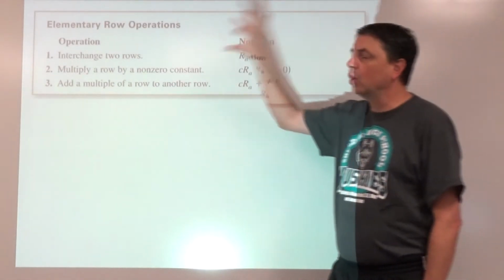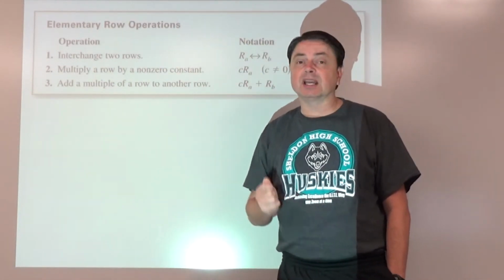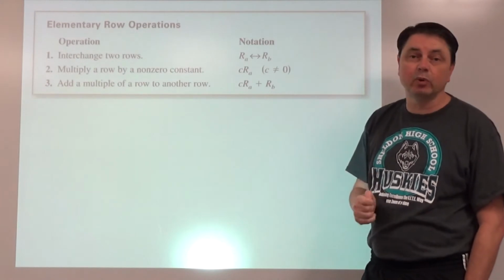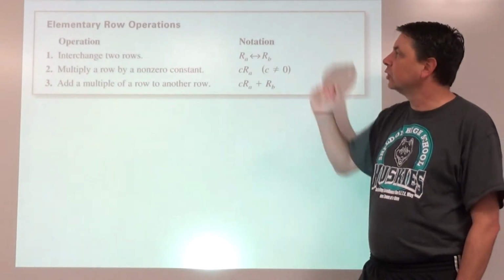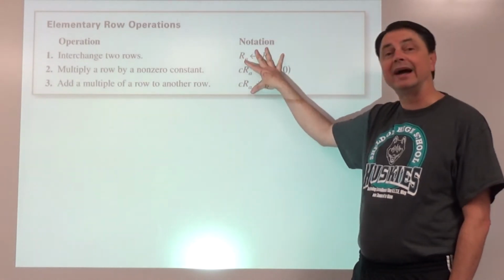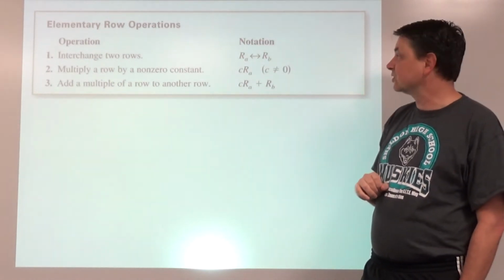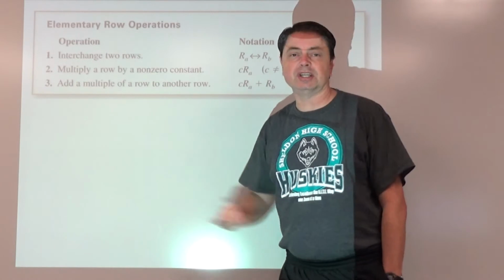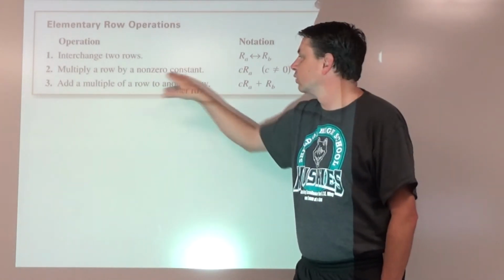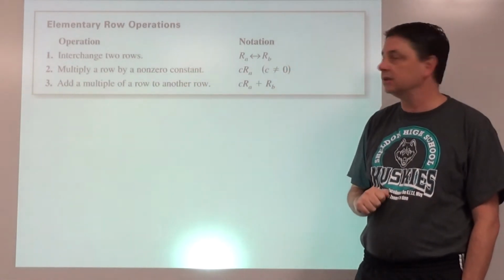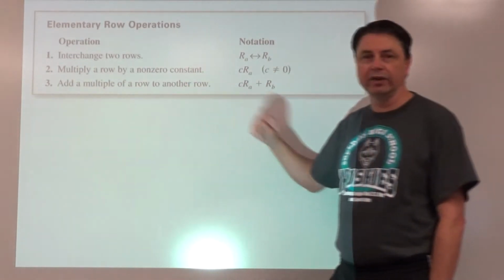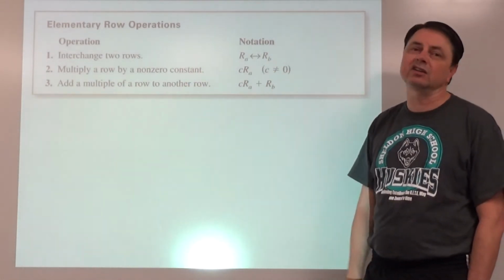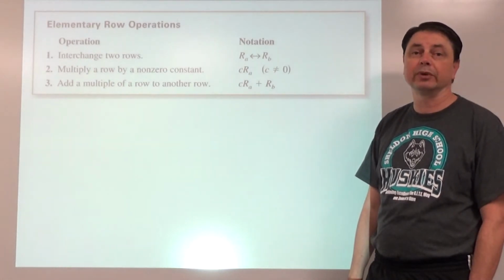So the same row operations that we were talking about in lesson 7.3, where we discussed Gaussian elimination, those same row operations apply to matrices as well. We can switch any 2 rows. We can multiply a row by a non-zero constant, and we can add a multiple of 1 row to another row. So the same exact row operations from 7.3.